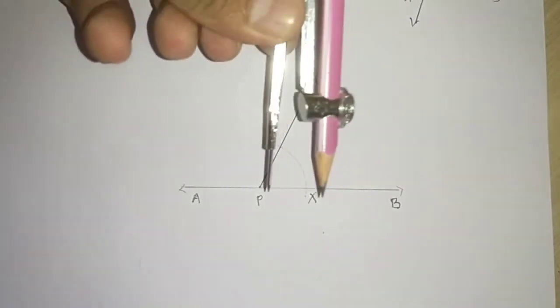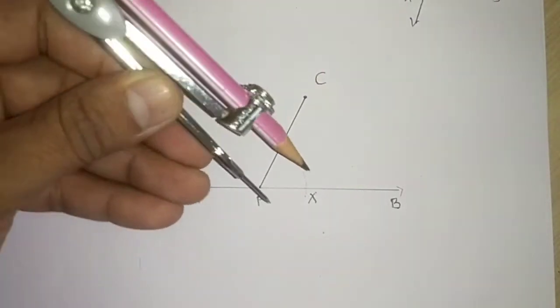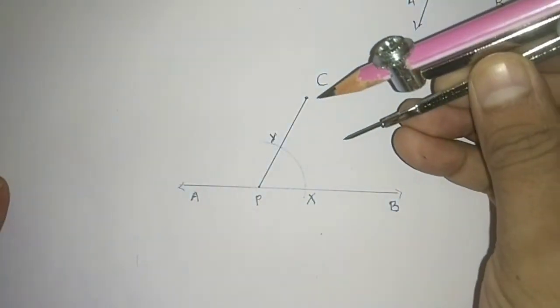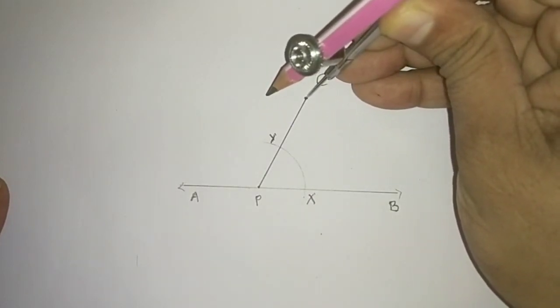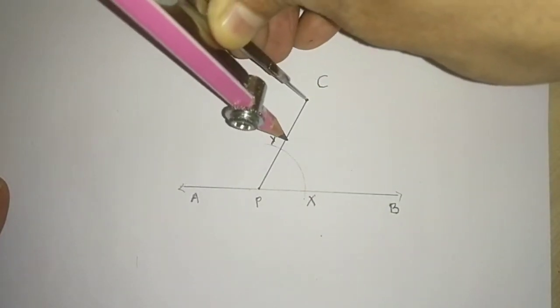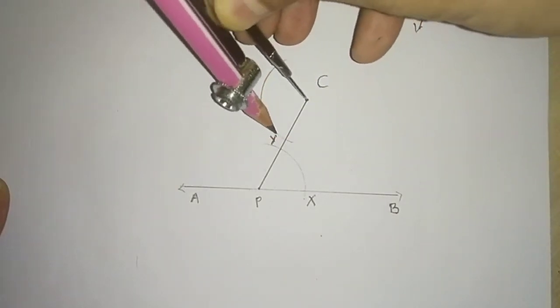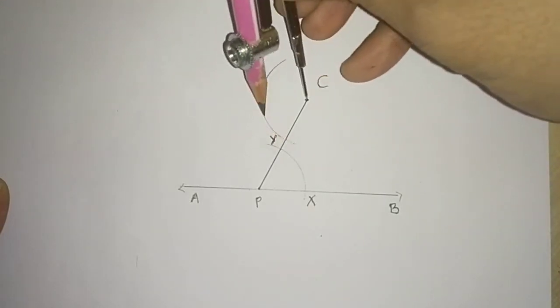Now taking the same measurement. Here we have taken the same measurement on P. Same measurement, we will put the needle on C and cut the line PC and draw one arc. Where it is cutting PC, we will name it as Q.